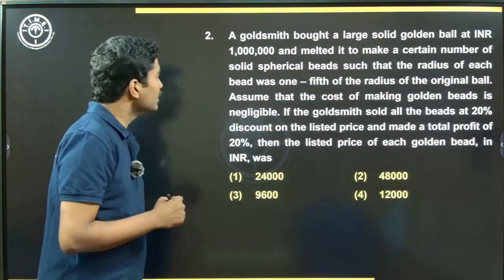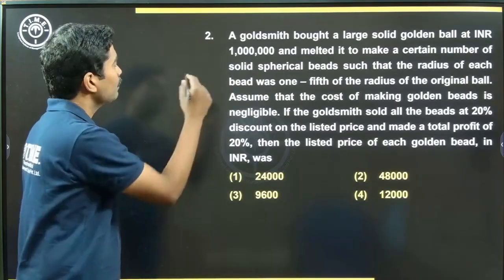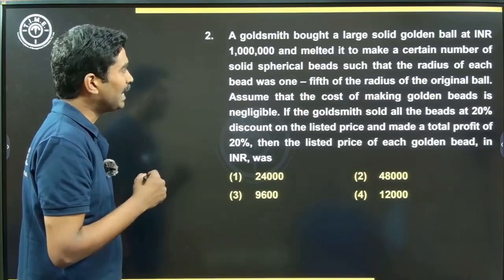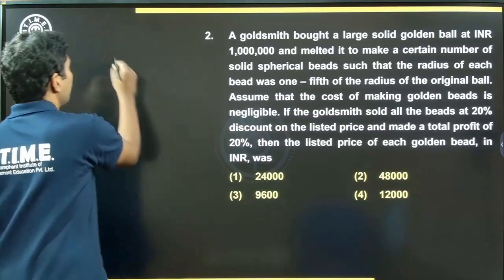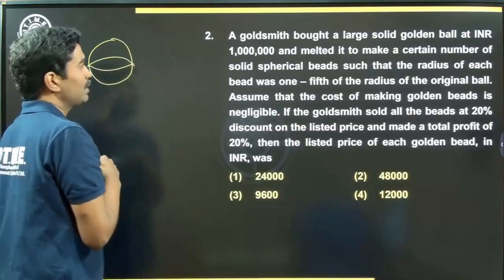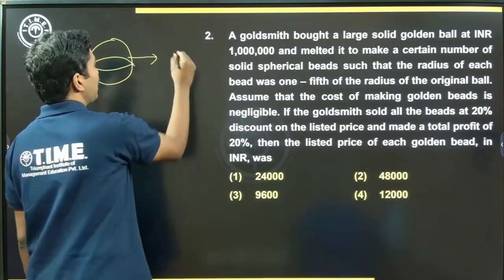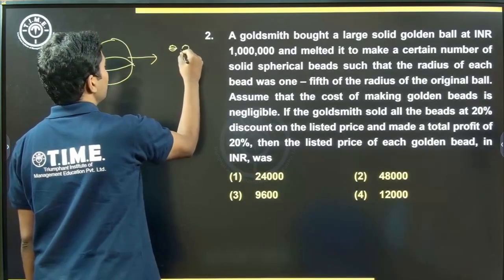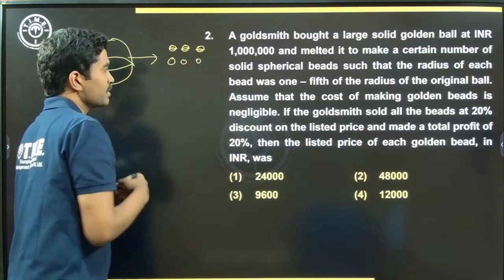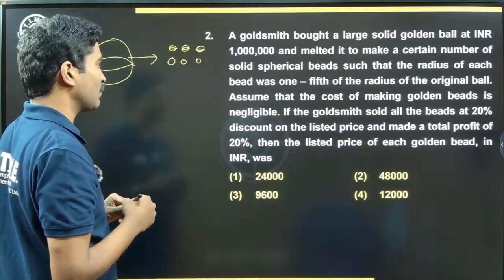Next question. A goldsmith bought a large solid golden ball at 1 lakh, no, that's not 1 lakh, that's 1 million rupees, that's 10 lakh rupees, and melted it to make a certain number of solid spherical beads. Okay, he bought one solid golden ball, and he's making spherical beads, maybe smaller beads. We don't know how many, but he's making many such beads. So we know that the radius of each bead was 1/5 of the radius of the original ball.